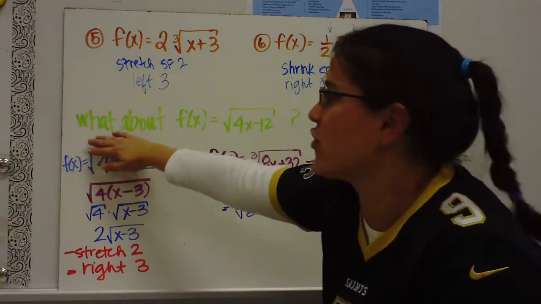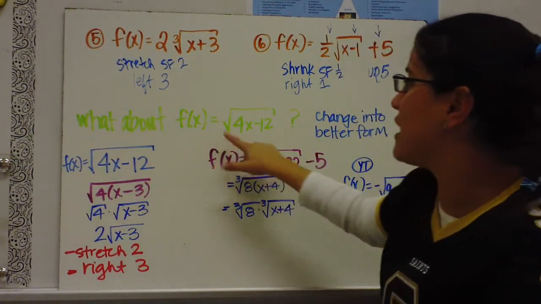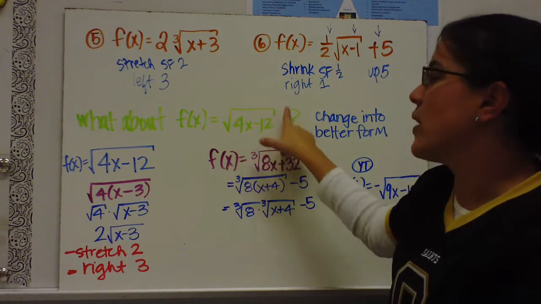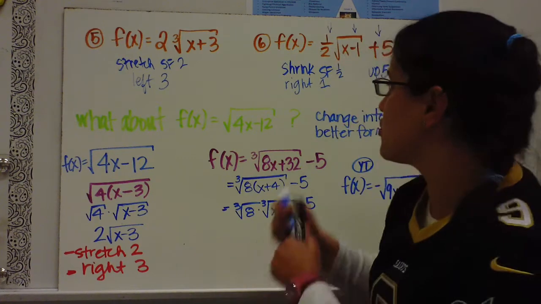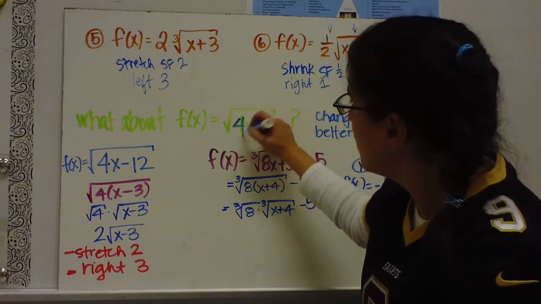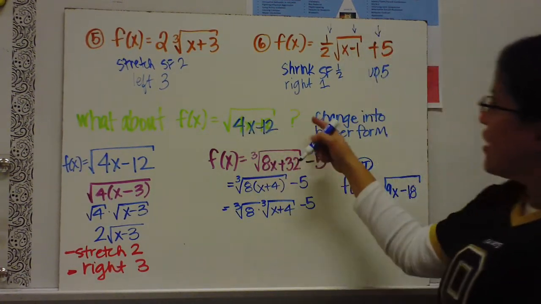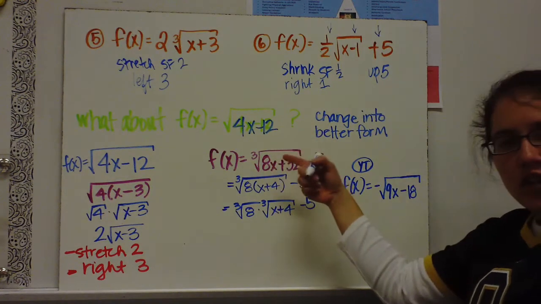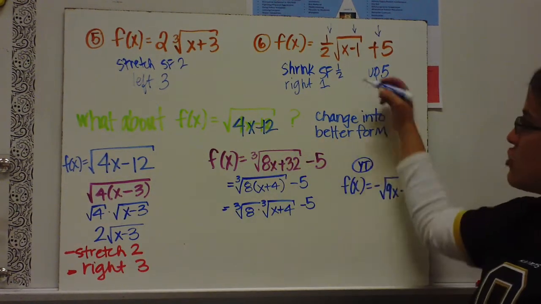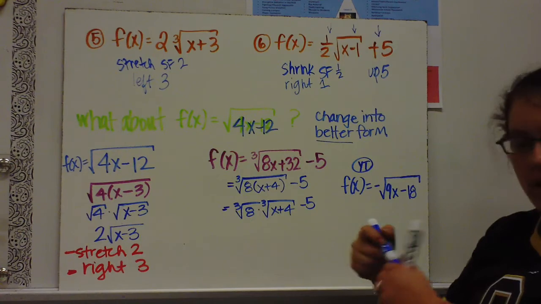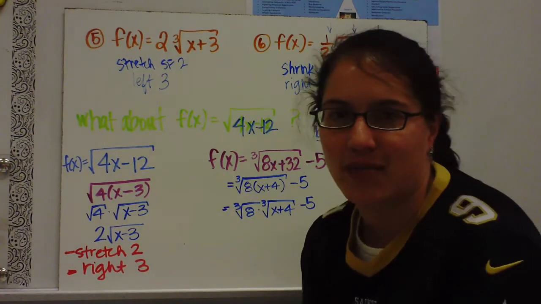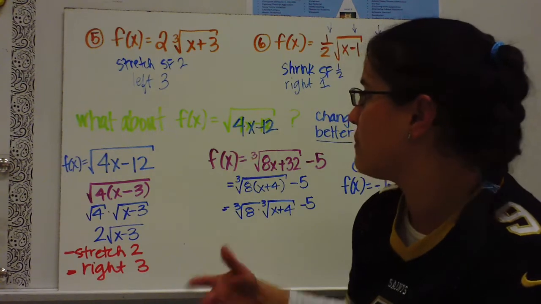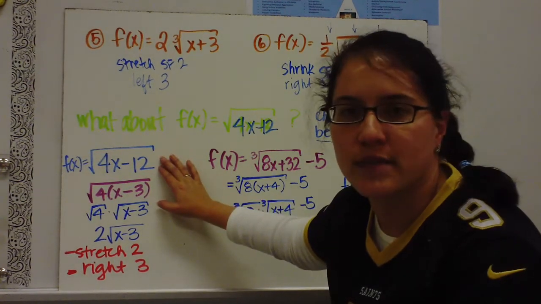I don't know if you can see the screen, but the green says, what about f of x, the square root of 4x minus 12? All right, when you see 4x minus 12, we can't determine the transformation, so we need to change it to a better form. So let me show you what I mean when I say change it to a better form. Here's the example, 4x minus 12.